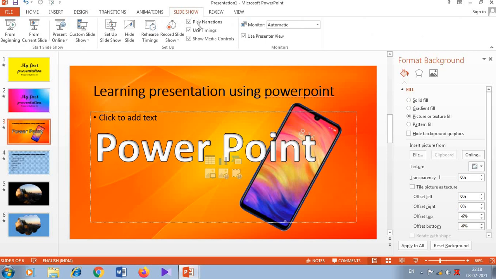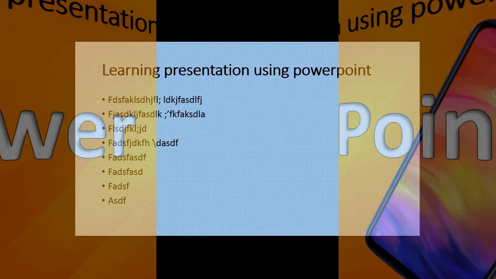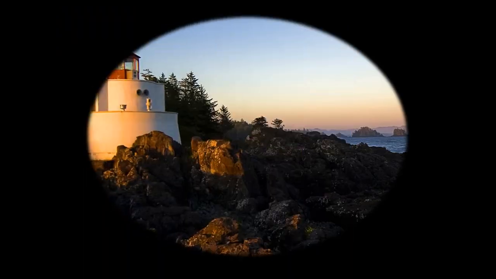Then another thing, for example, when I press the F5 key, the slideshow starts from the beginning. Instead of from the beginning, if I want to begin the slideshow from this slide, then that option is also available. I have to go to slideshow and click on from current slide. Then it will begin from this slide. So all these things are also possible. And wherever you want to end this slideshow, you have to press the escape key.